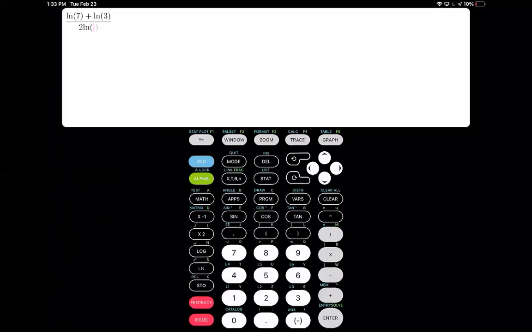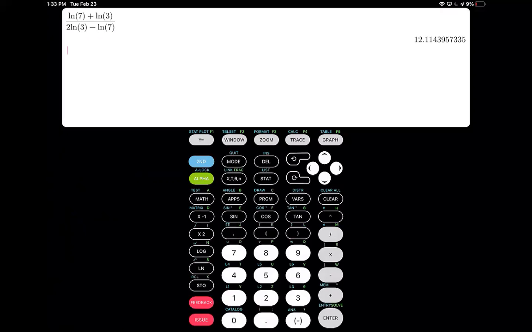2 times the natural log of 3, and then minus the natural log of 7. You should get 12.11. Did you not have to put it in the parentheses?